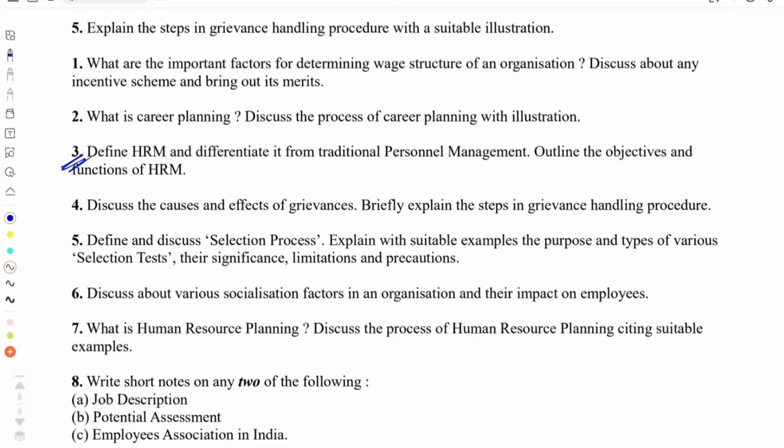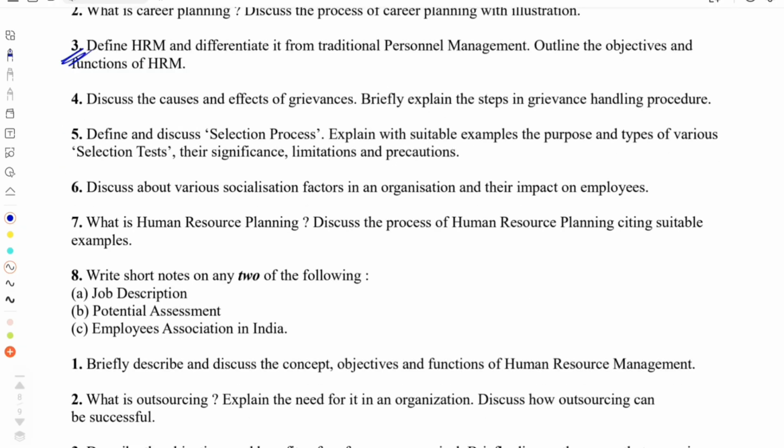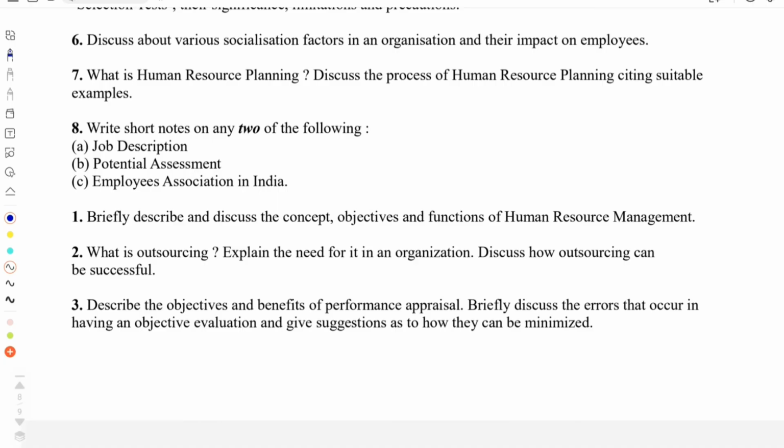Okay, so the next is to write a short note on any two of the following. We will discuss all three. The first one is job description. So what is job description? It is nothing but the description of all the roles, responsibilities, skill sets and everything that might be needed for that particular job role in the organization.